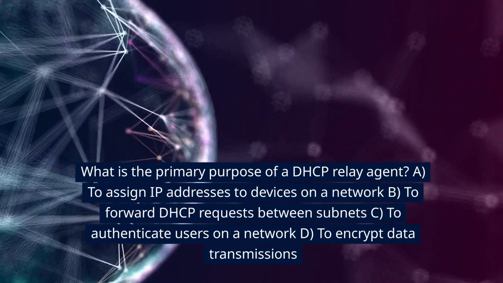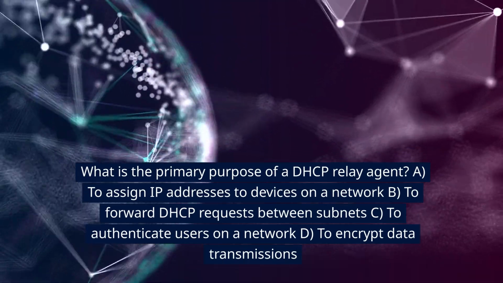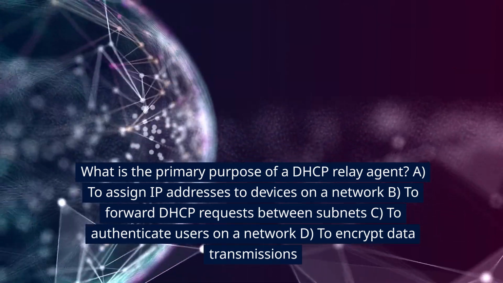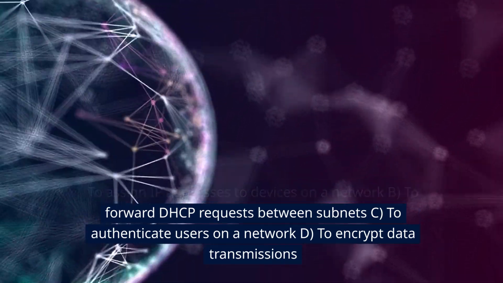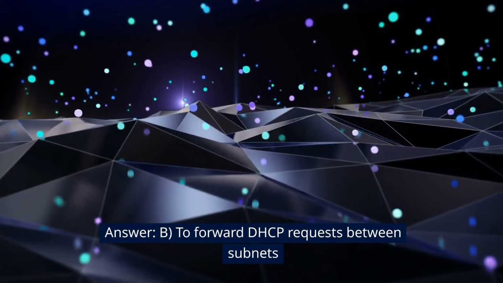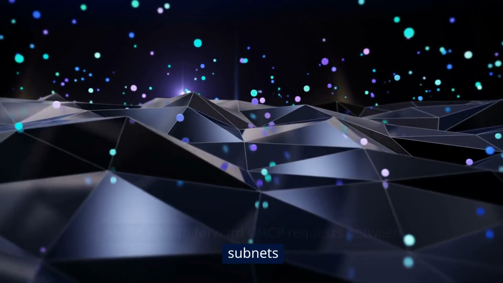What is the primary purpose of a DHCP relay agent? A. To assign IP addresses to devices on a network. B. To forward DHCP requests between subnets. C. To authenticate users on a network. D. To encrypt data transmissions. Answer: B. To forward DHCP requests between subnets.